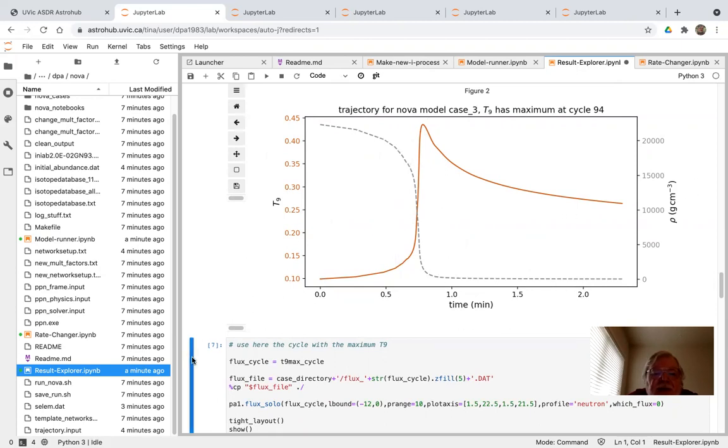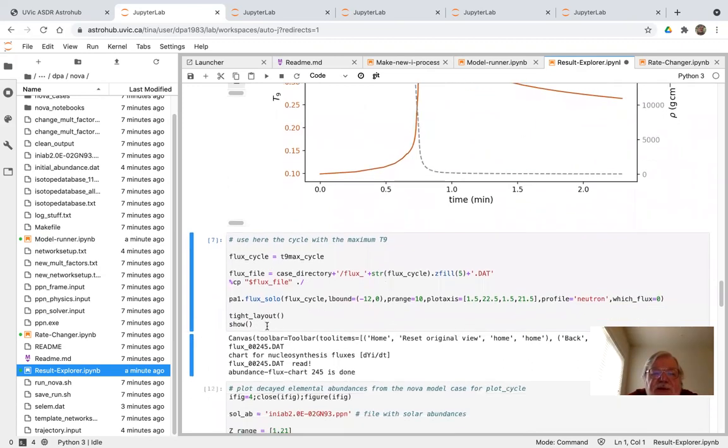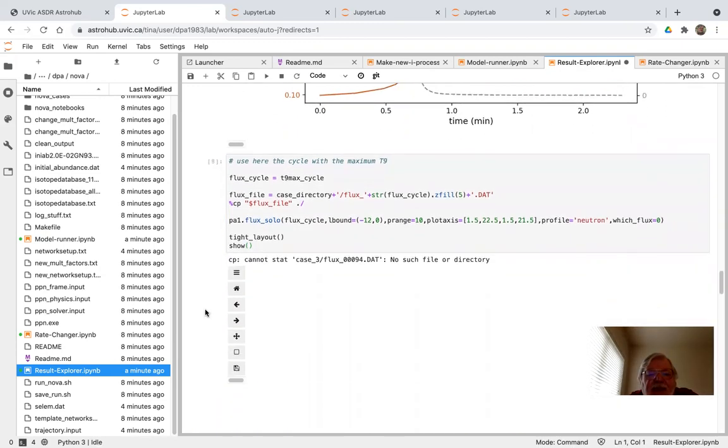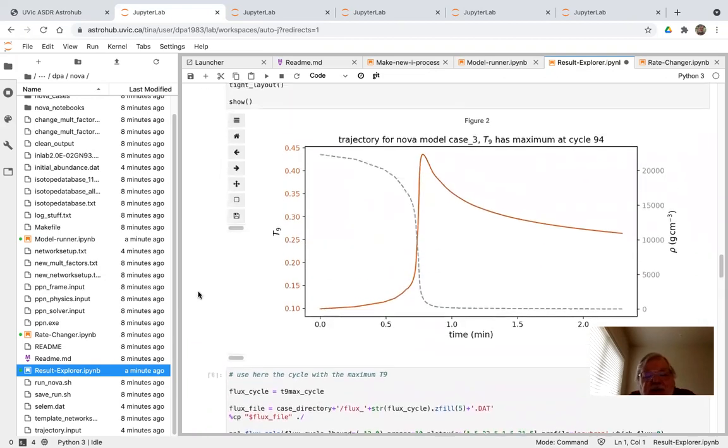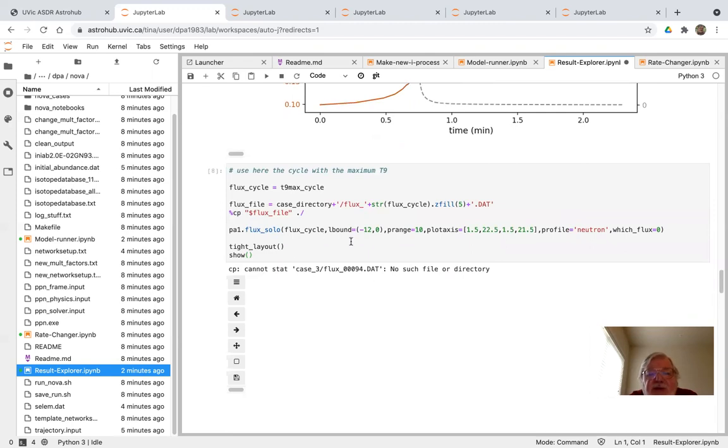Now, a useful plot can be made with the next cell that will make a reaction rate flux plot. But for this plot, if I execute it right now, it will report an error. It says there is no such flux file. This is because I ran my nova simulations without outputting fluxes. When I output reaction rate fluxes, it takes a longer time to run and a larger volume of data. But I can do this. If you want to make the plot of reaction rate fluxes, you should rerun your simulation.